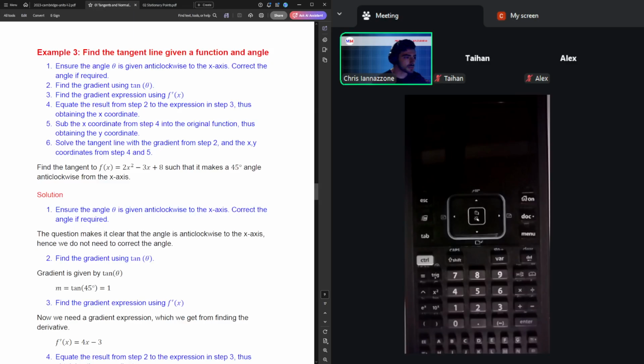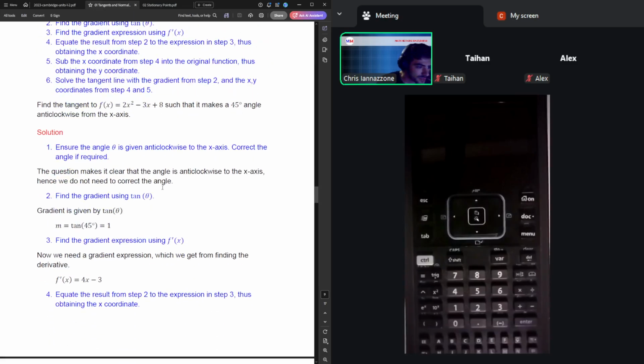Okay, next up, find the tangent line given a function and an angle. So we've got our function f of x, and a 45-degree angle anti-clockwise from the x-axis. So we want to find more or less where we have this 45-degree angle that is anti-clockwise from the x-axis.